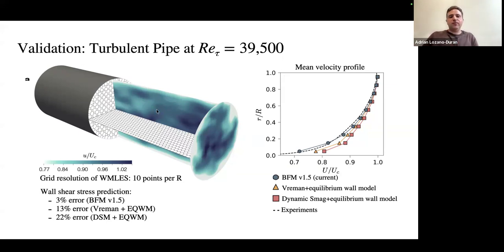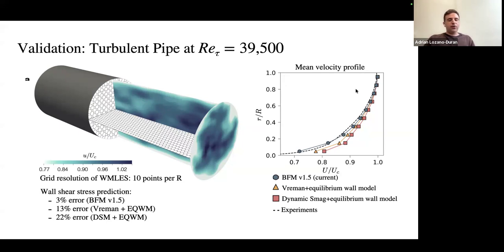So a visualization of the pipe with the grid. Typically, we aim for very coarse simulations because that's actually the number of points that you will allow. In a real case, maybe you have 10, 20, 50 points per boundary layer thickness, maybe 100 depending on the problem. And what I show here is the mean velocity profile.